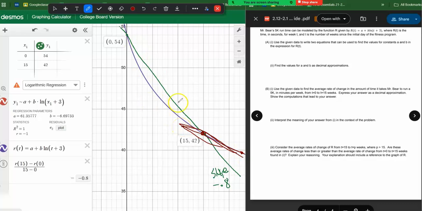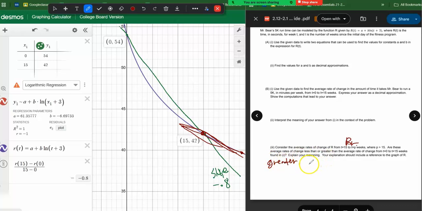So they want you to compare the slope of the green line versus the slope of a brown line. Which one is bigger? Be careful, both are negative. The brown line will be bigger because it's less negative. So the average rate of change from 15 to p, the brown one, is it less or greater than the average rate of change from 0 to 15, the green one? Well, the brown one is going to be greater.